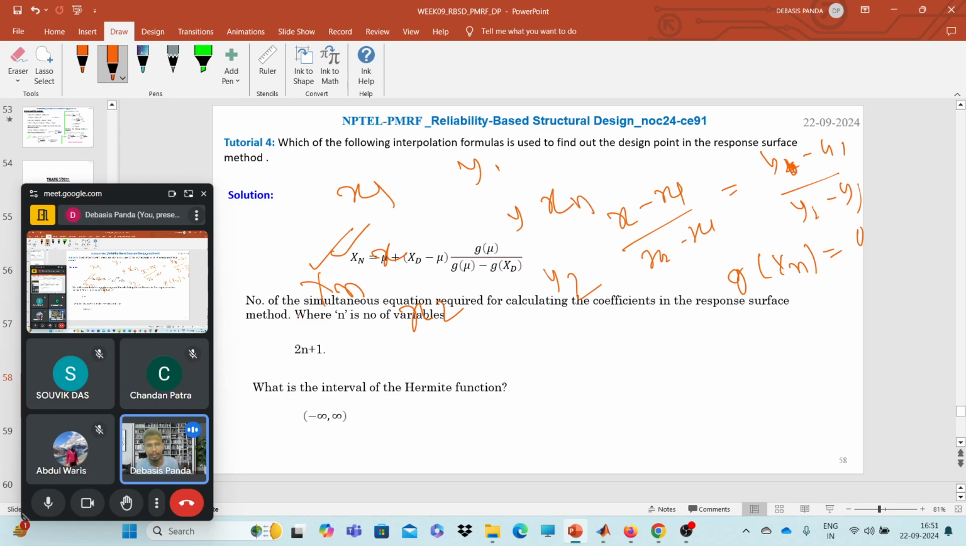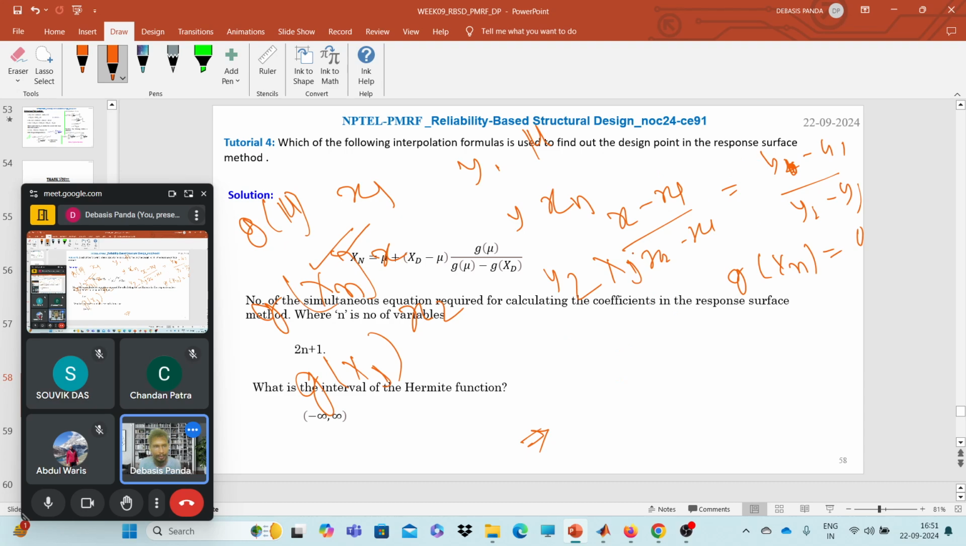This is your xn. This will give you g of xn. This is your g of mu. This is mu. This is g of xd, the final design points. This is xd. Now put these values here. You will find it out. Your g of xn will be 0 because that final point will be on the limit state. Now just replace all these things.